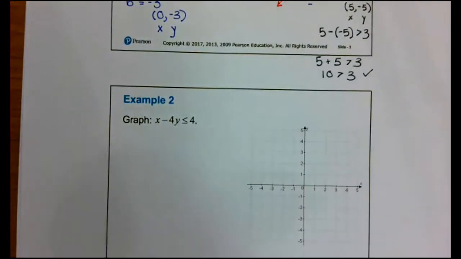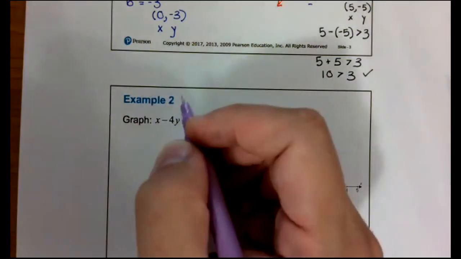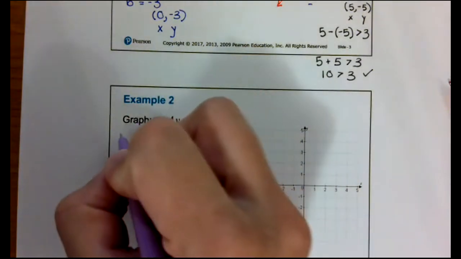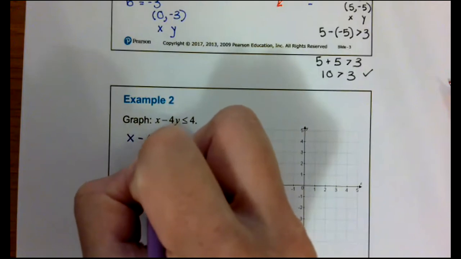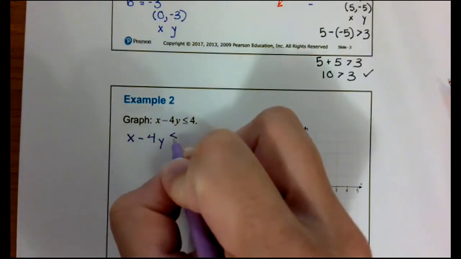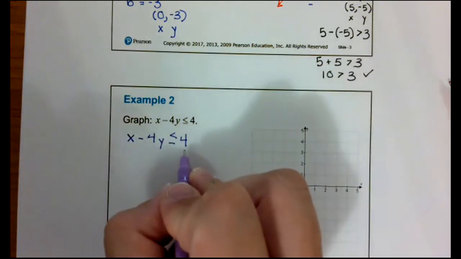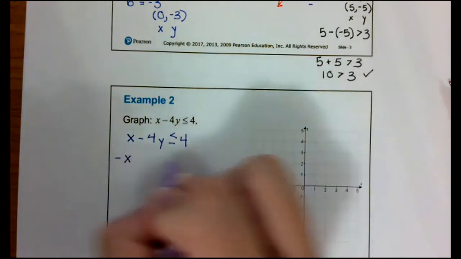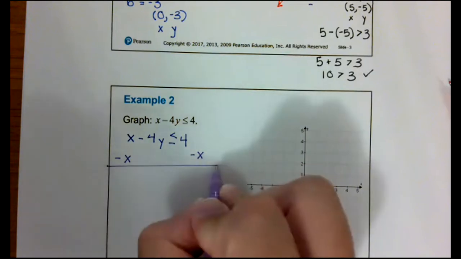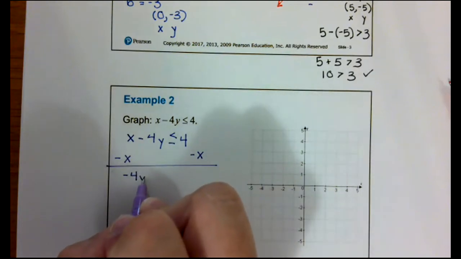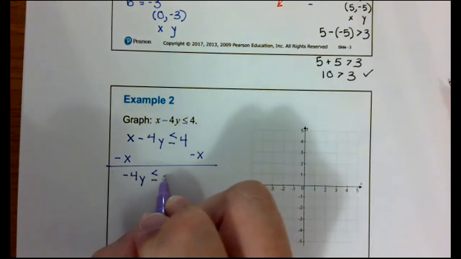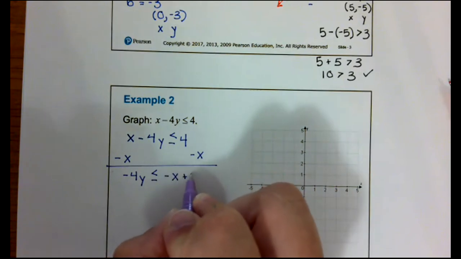Let's go to the next one. x minus 4y is less than or equal to 4. So I'll just set it equal to y first. Subtract x, -4y less than or equal to -x plus 4.